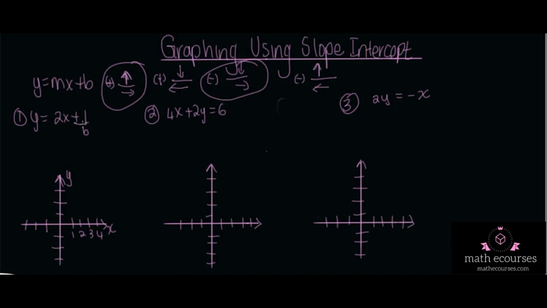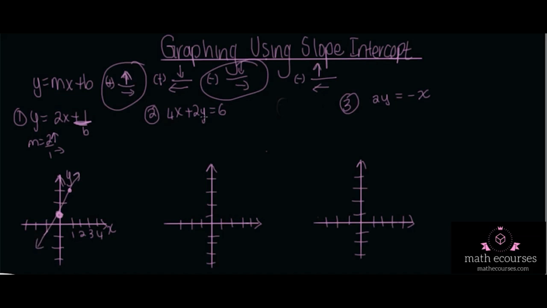So for my first example, I have y equals 2x plus 1. This is my y-intercept, 1. I would plot that first, so I'm going to go ahead and do that. My slope is 2, which is the same thing as saying 2 over 1. It is positive, so I'm going to go up and to the right. So from the y-intercept, I'm going to go up 2 and over 1. And this will be my line.